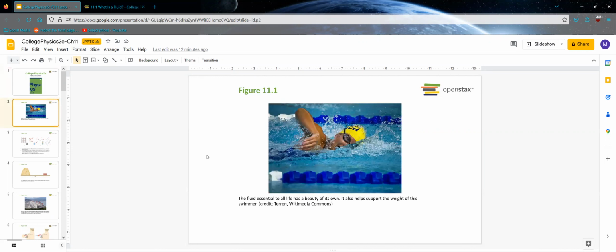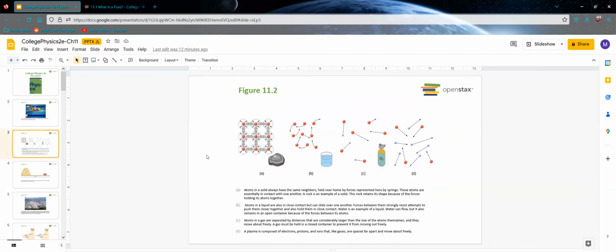So, what is a fluid? When I say fluid, most people probably picture water, liquid, but that's not really the full encompassing of the word fluid. Fluid and liquid are not synonymous. They're not two ways of saying the same thing.